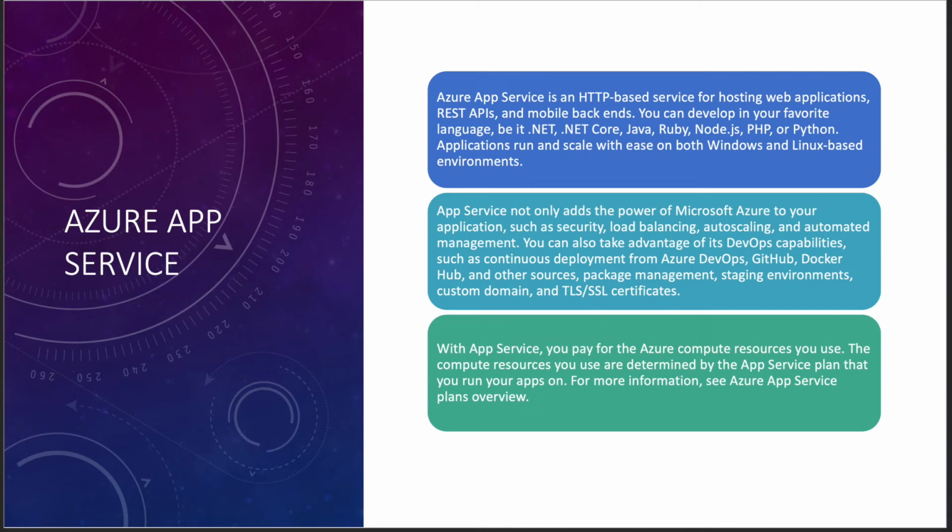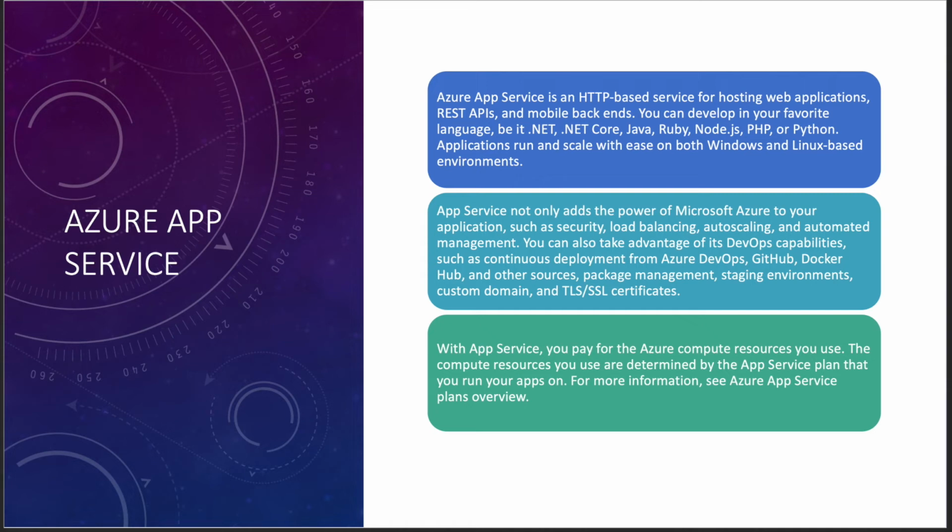The good part about App Service is it adds a lot of security, load balancing, auto scaling, and automated management. Depending on how you built it, you may actually have made it very cloud native, in that there are functions and processes and servers where, when somebody does a thing, some code runs and something is given back to the customer. You can also take advantage of all of the development and operations, DevOps, capabilities. So you can do things within GitHub, Docker, and other resources. You can do package management, staging environments, domains, and then set up your security for your SSL and TLS certificates within that.